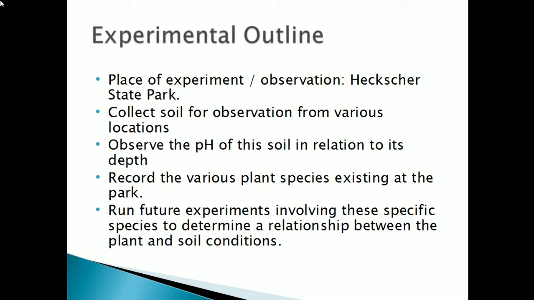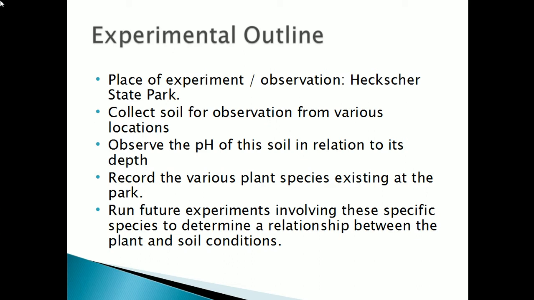The basis and conducting of our research is in Heckscher State Park, a state-funded area located in southern Long Island. The first component of our research is to collect the soil from this site and determine the relationship between soil depth and soil pH, as well as establish a general idea about the soil conditions existing on southern Long Island.